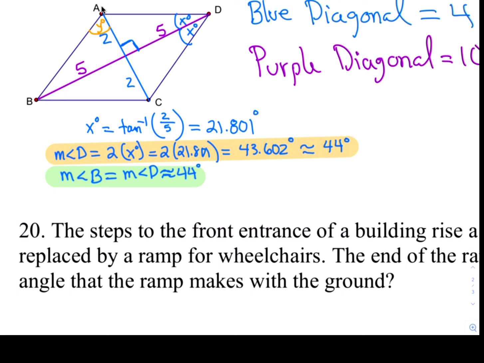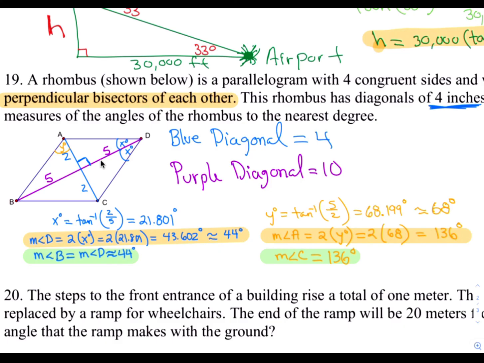Now let's look here at angle A. Well, half of angle A is, I'm going to call that Y. Now, the side across from Y is 5, and the side adjacent to Y is 2. All right, so we can say that Y is the inverse tangent of opposite over adjacent, so that's inverse tangent of 5 over 2, which comes out to be 68.199, which rounds to 68 degrees, which is to the nearest whole number.